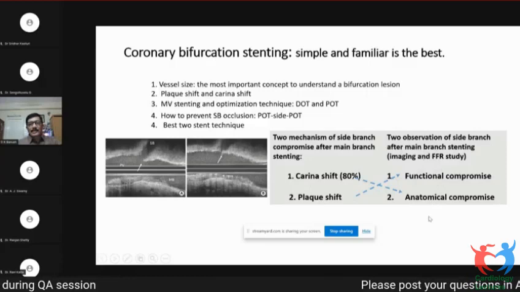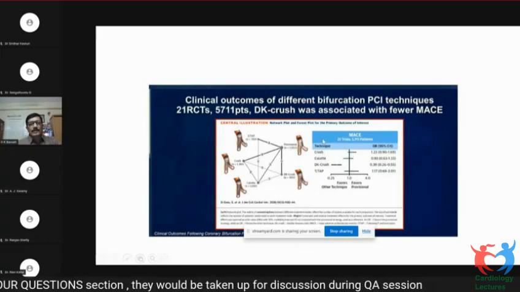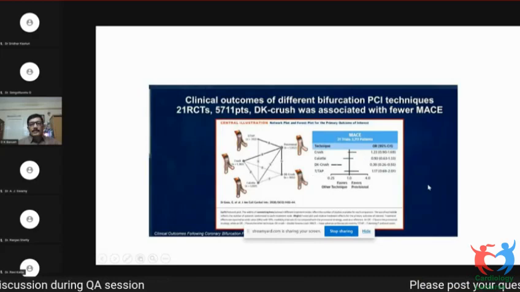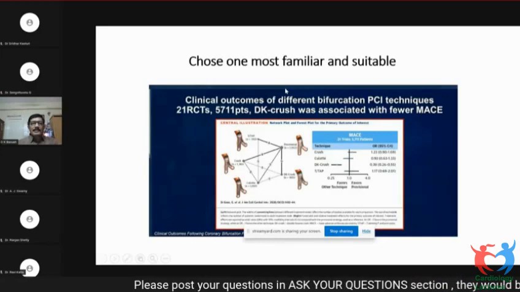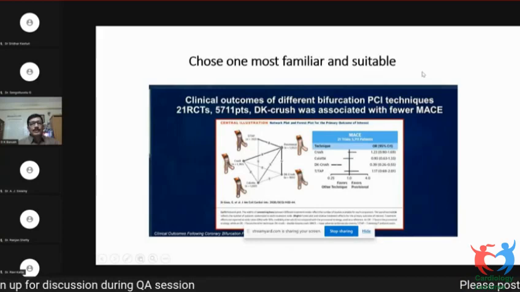Of course, it has already been alluded that DK crush has a better outcome out of all these classes, culotte, and T or TAP techniques. I think all of us are familiar with that. But in bifurcation stenting, I always believe that if a particular stenting technique is familiar to a particular operator, that should be the choice in a particular situation, if it is suitable.